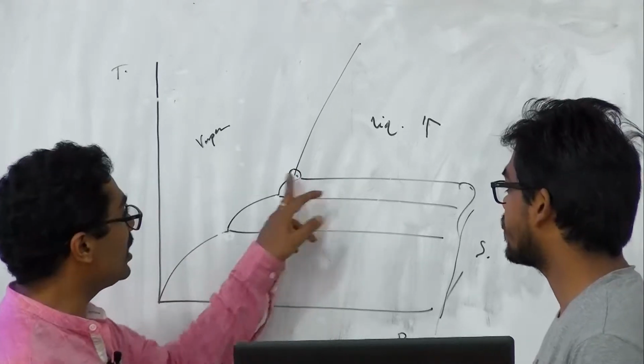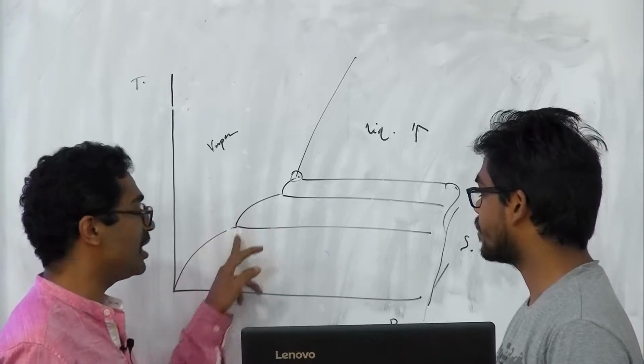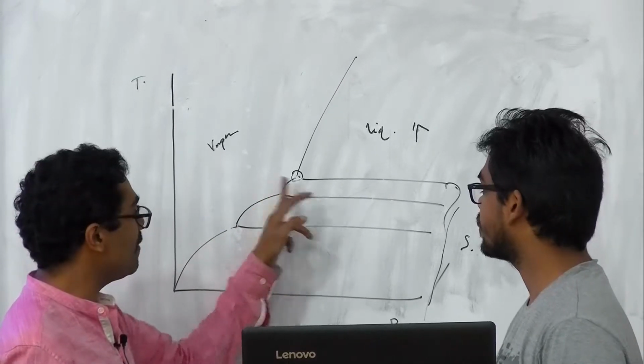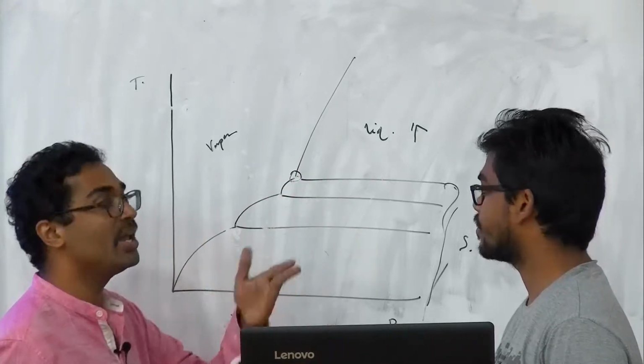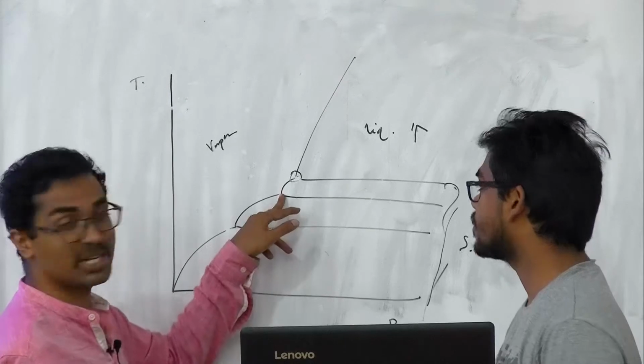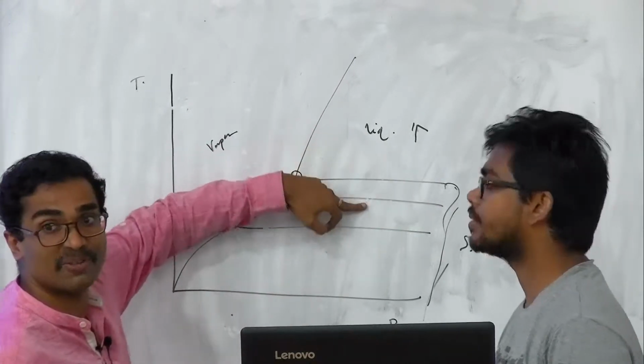So, these are all triple points for all practical purposes because you have three phases that are in equilibrium with one another. You have three phases in equilibrium with one another at this point. So, that is absolutely right. You have three phases corresponding to this point. Corresponding to this boundary, you have two phases in equilibrium with one another.